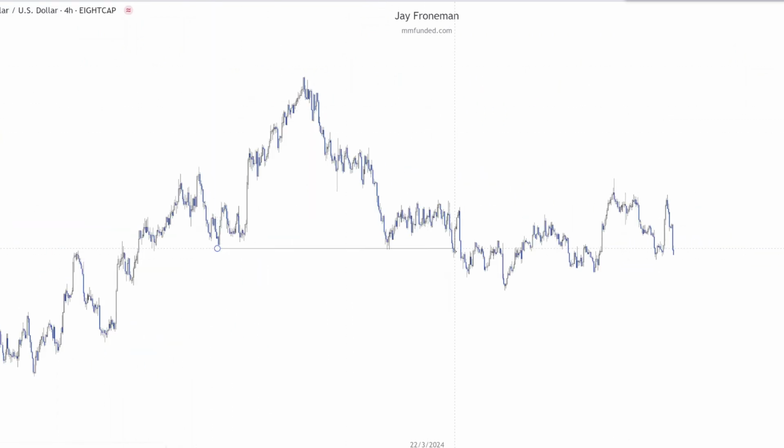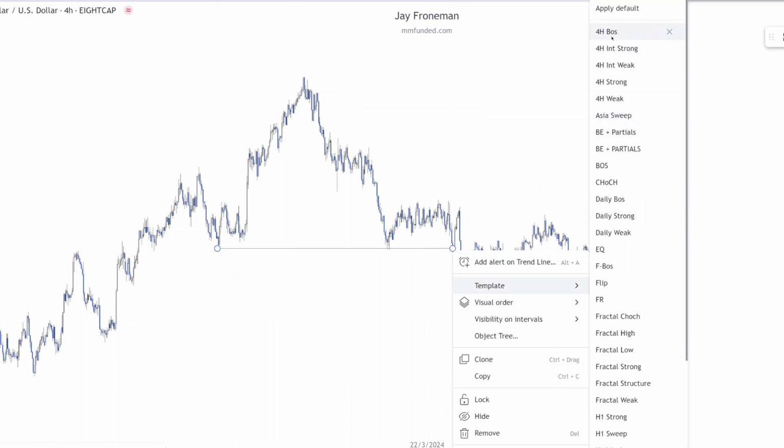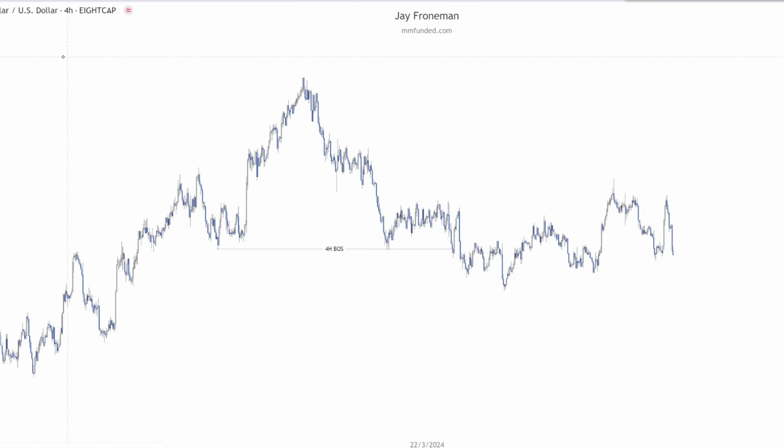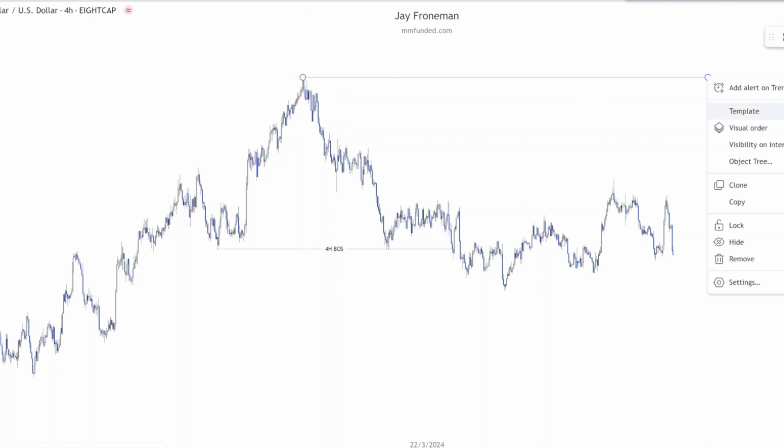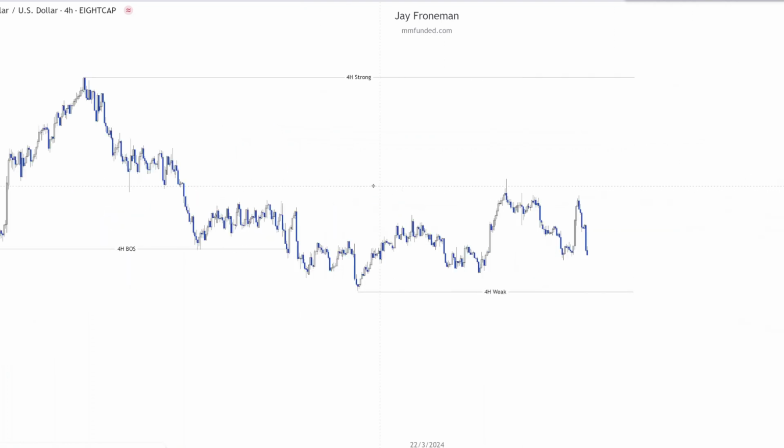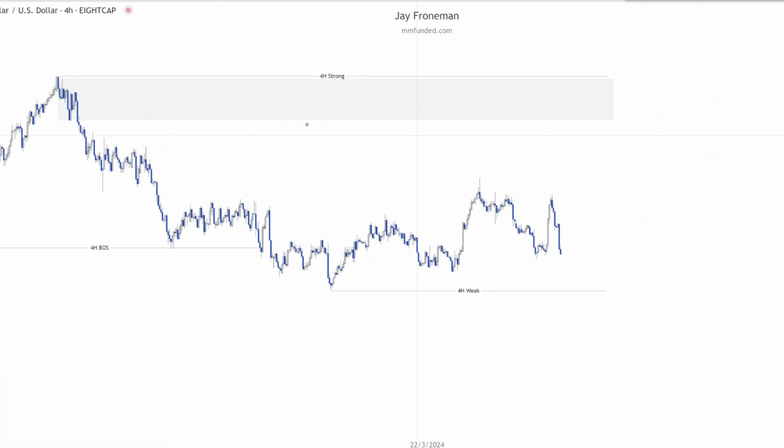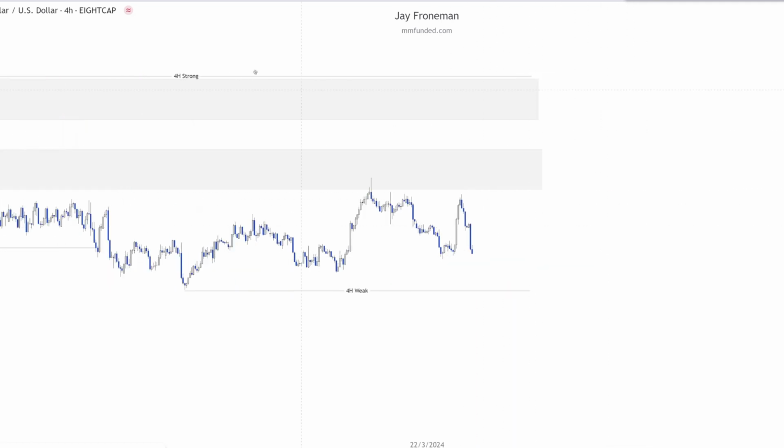Our most recent break of structure to the downside. Wicks do not count as a break of structure, as that is just a liquidity sweep. Our 4-hour strong highs, our 4-hour weak lows. We can mark out our areas of interest: our extreme 4-hour supply, our more recent 4-hour supply, or the supply at equilibrium of this range, which we've now just mitigated into premium, and we've mitigated this area of supply.